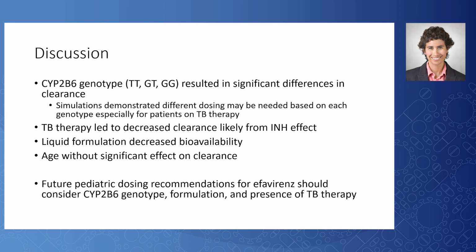The simulation showed that different dosing may be needed based on each individual genotype, especially for patients on TB therapy. And this is because TB therapy led to decreased clearance, likely due to the INH effect. The liquid formulation led to a decreased bioavailability. However, very few patients are receiving liquid formulation, so this may not have as much clinical relevance. Age had no significant effect on clearance. In conclusion, future pediatric dosing recommendations for efavirenz should consider CYP2B6 genotype, formulation, and the presence of TB therapy.